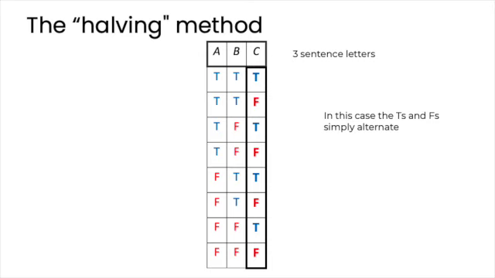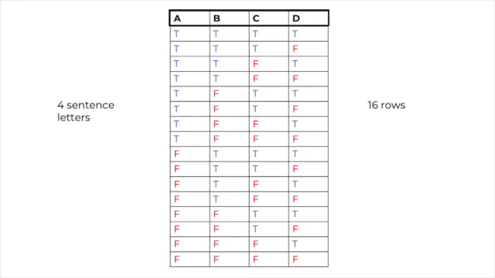The same procedure can be used with truth tables of any size. For instance, if we had 4 sentence letters, and thus 16 rows, the first column would contain 8 T's, followed by 8 F's. The second column would contain alternating groups of 4. The third one, alternating groups of 2's. And in the last one, we'll have alternating T's and F's. By the way, this doesn't change. No matter the size of the table, the rightmost column will alternate T's and F's.